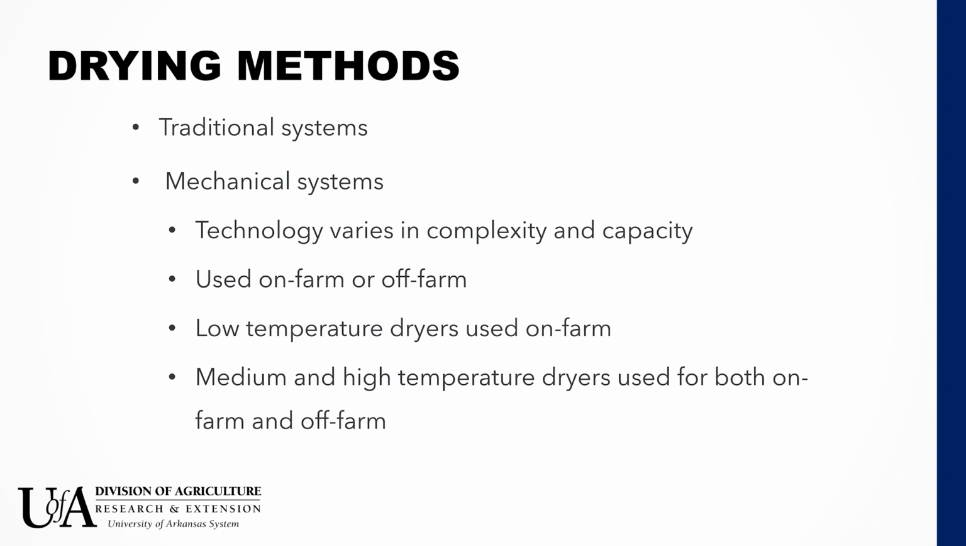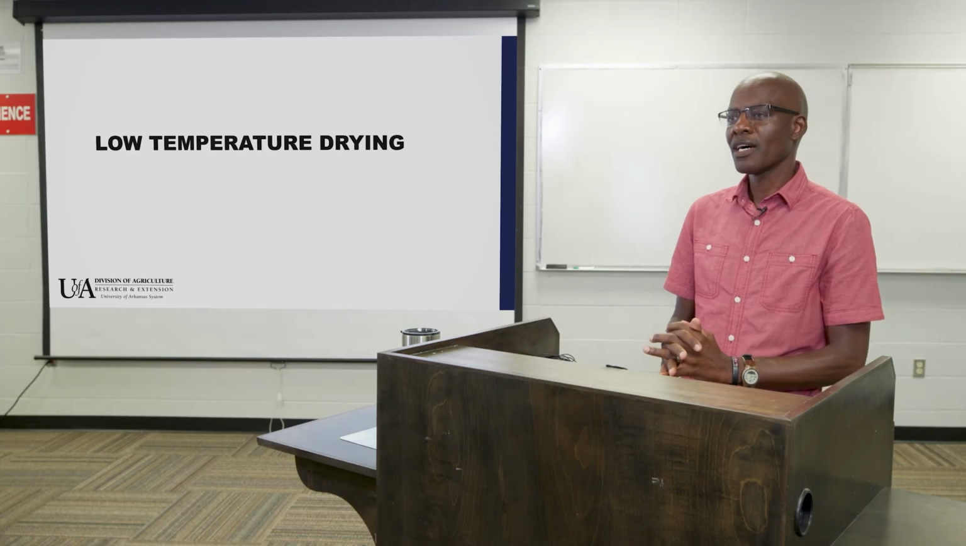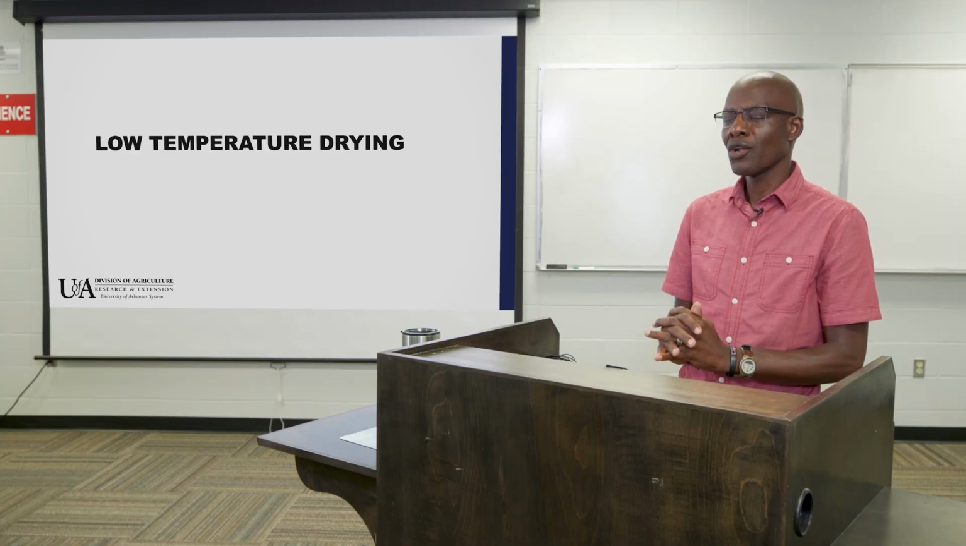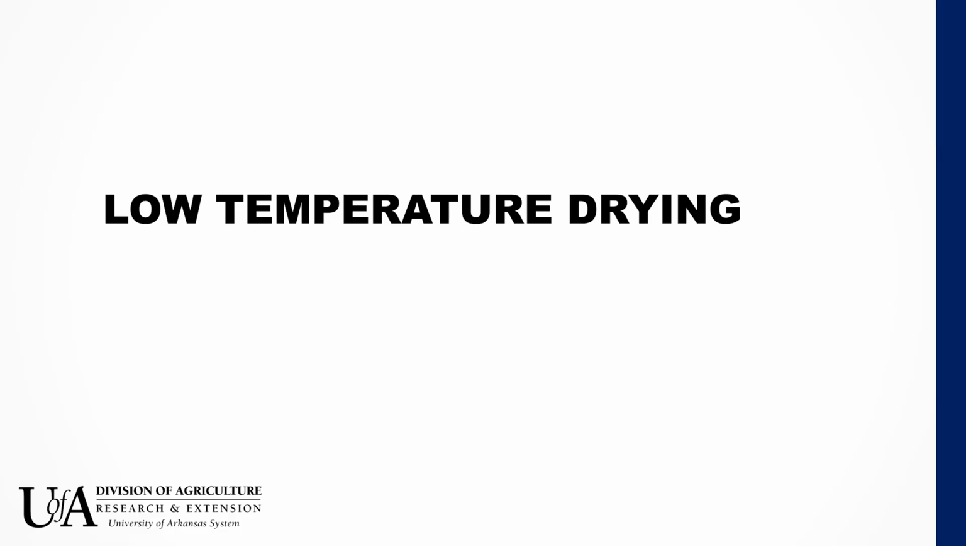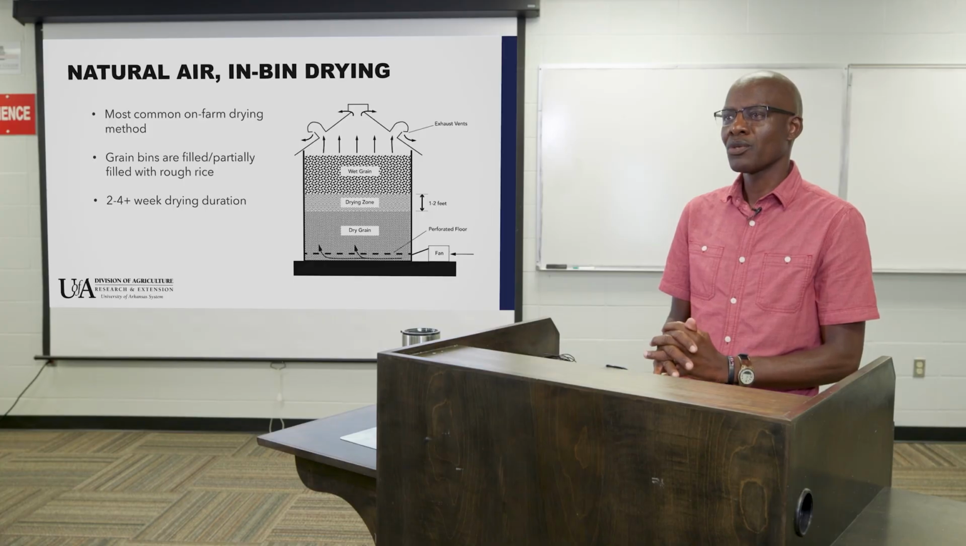And these mechanical systems vary broadly in terms of complexity and also the capacity at which they can dry rice. They can be used on-farm and off-farm. They can be broadly classified as low-temperature dryers and high-temperature dryers. I want to start by describing some of the low-temperature dryers. As you'd imagine, for maximum quality preservation, gentle drying of rice would be ideal. And so I want to start by describing what we call the natural air in-bin drying system.